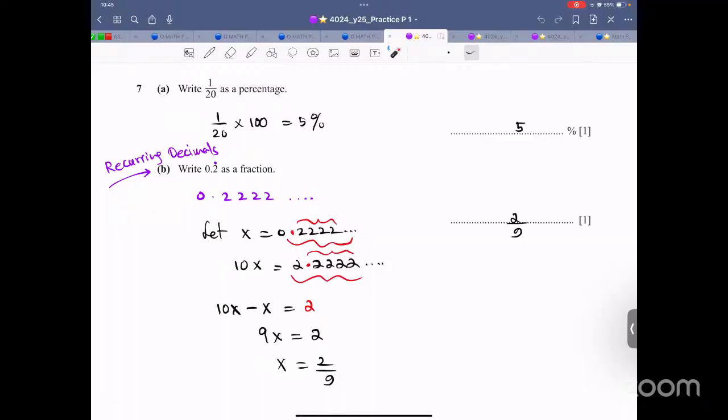So recurring decimals were added last year. This is 0.2 with a dot, so this is 0.2222, that is recurring. So let x equal this thing, multiply by 10. So the pointer will move over here and the same thing will appear. As soon as the same thing appears, 10x minus x, that is 9x, equals 2. Therefore, x is 2 over 9.